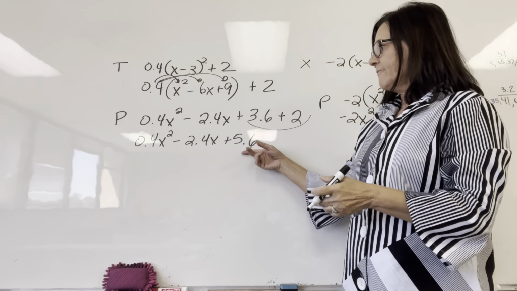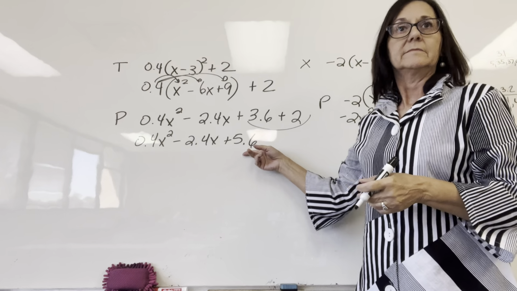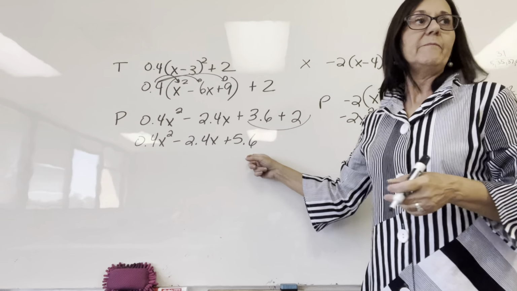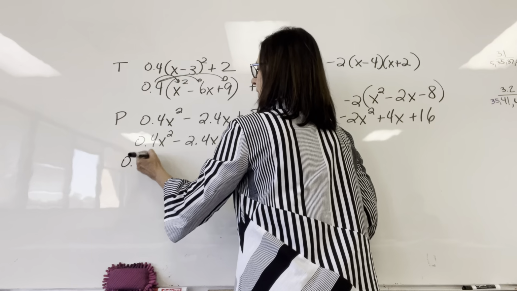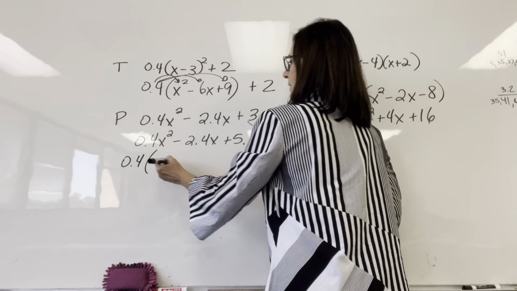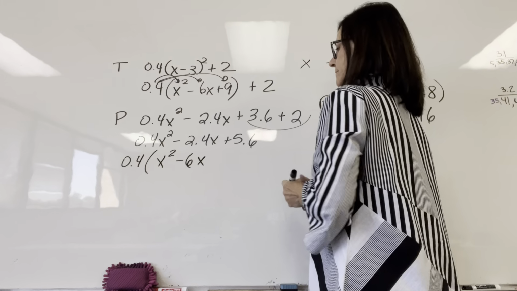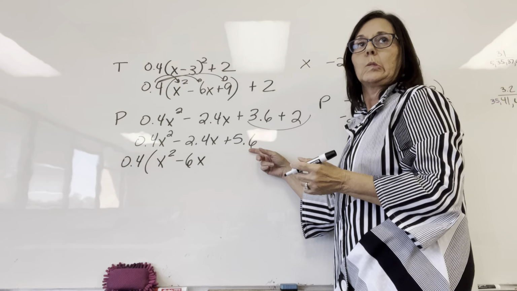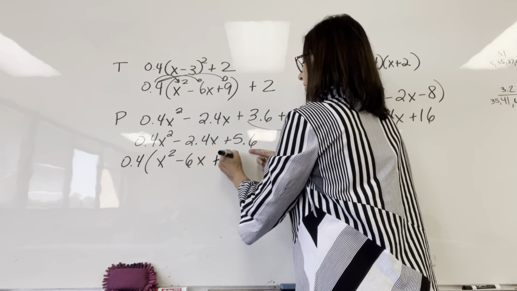Okay, can I factor 0.4 out of all of these? Everybody divide. Somebody divide 2.4 by 0.4 and 5.6 by 0.4. 2.4 divided by 0.4 is 6. So we have x squared minus 6x. What's 5.6 divided by 0.4? 14. So plus 14, is that correct?